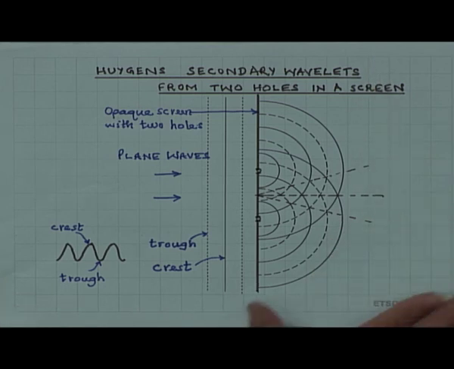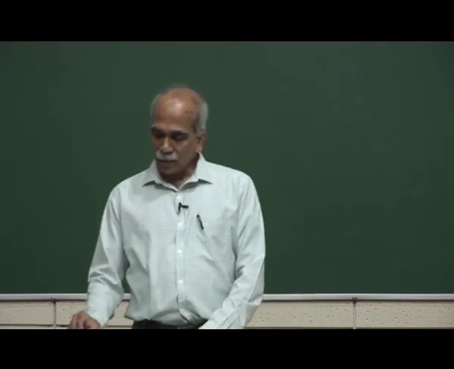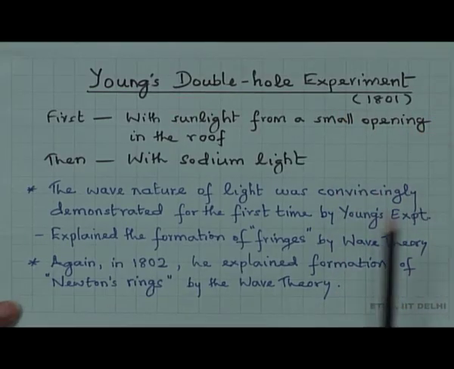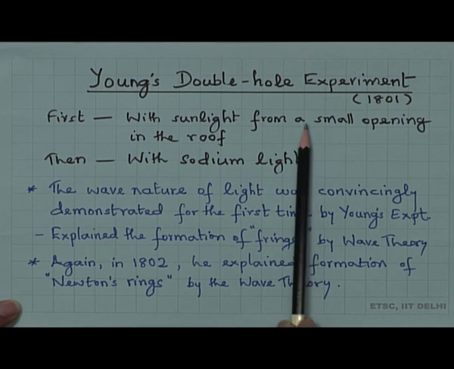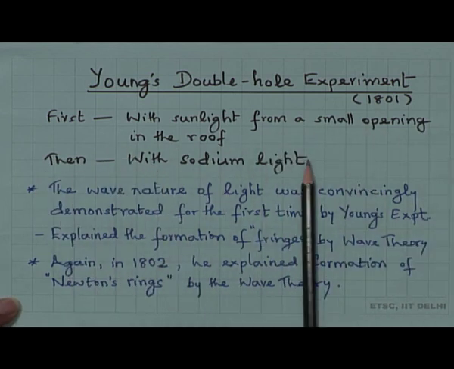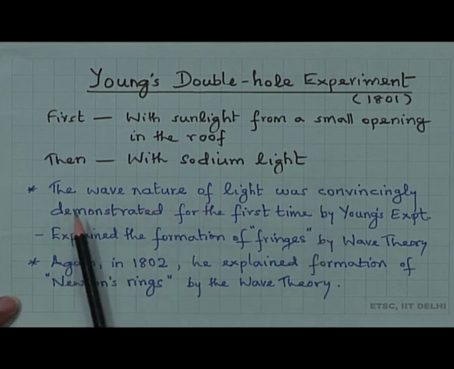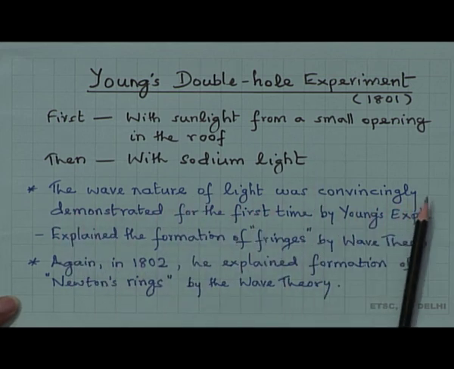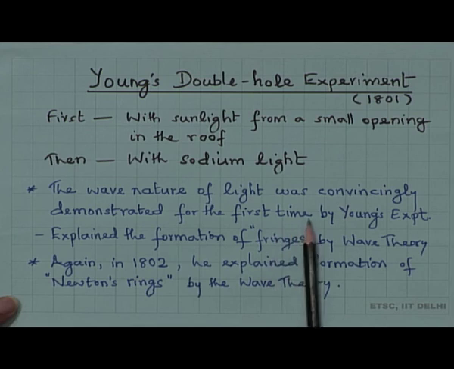So, Thomas Young gave the double hole experiment in 1801, first with sunlight from a small opening in the roof and then with sodium light. The wave nature of light was convincingly demonstrated for the first time by Young's experiment, and of course, subsequently he also explained Newton's rings in 1802 by the wave theory.